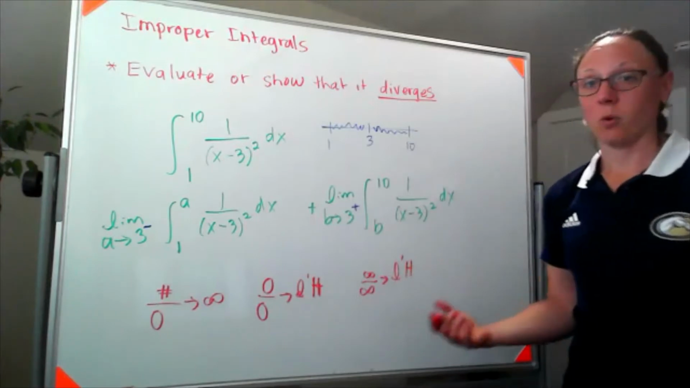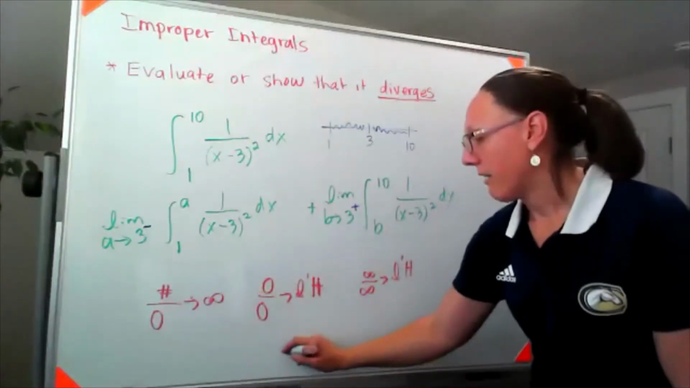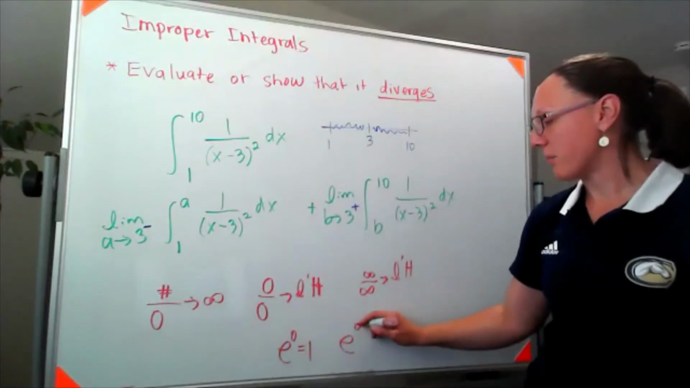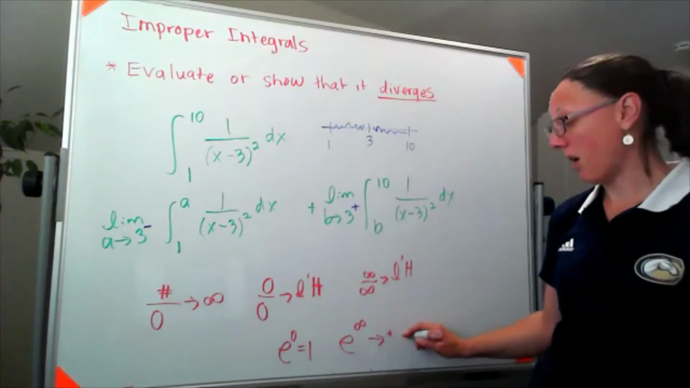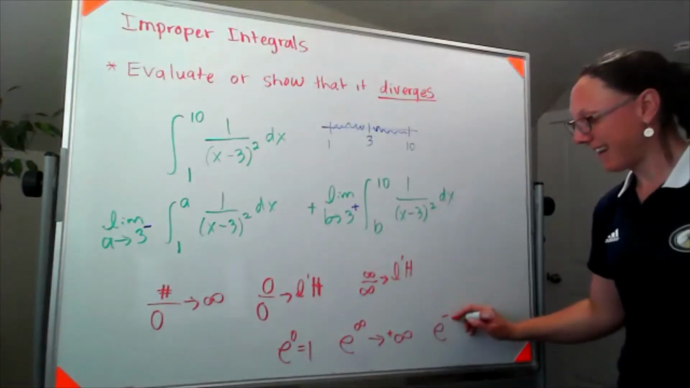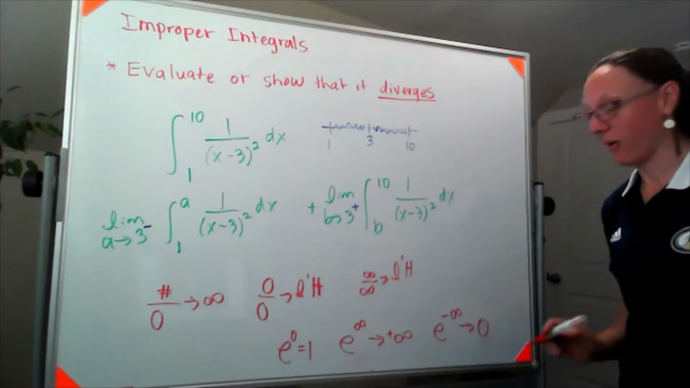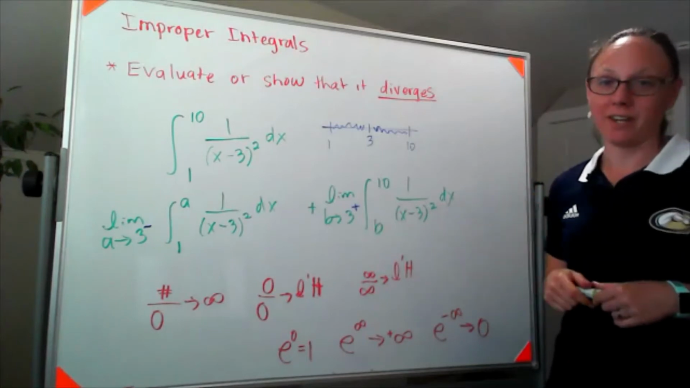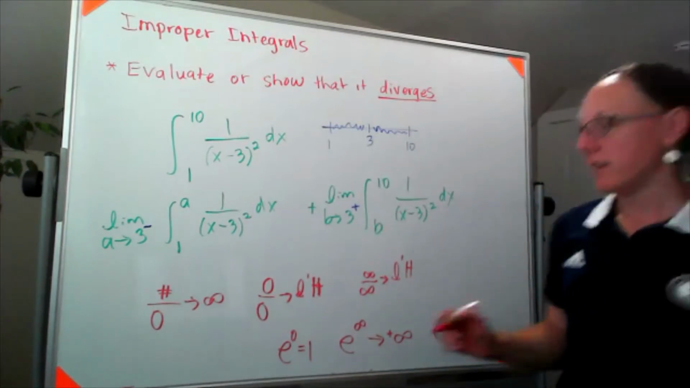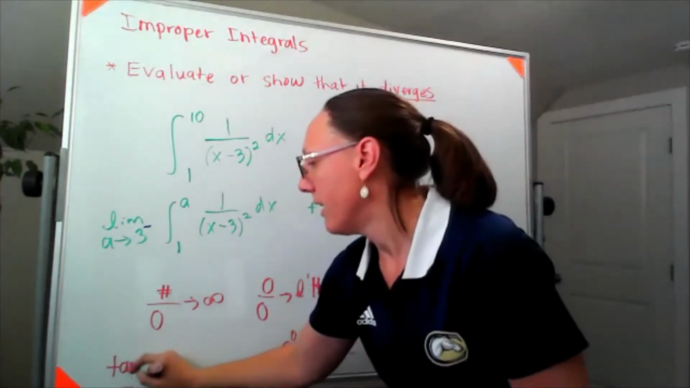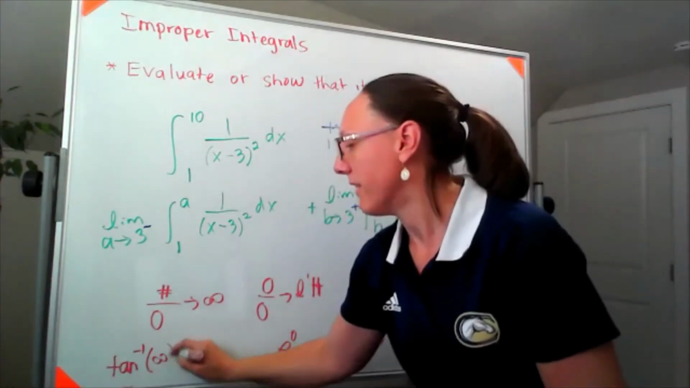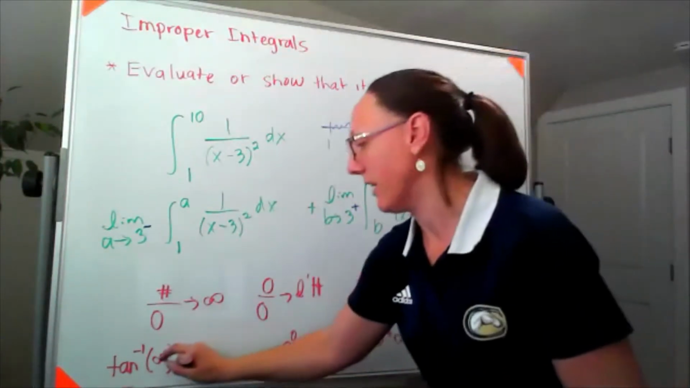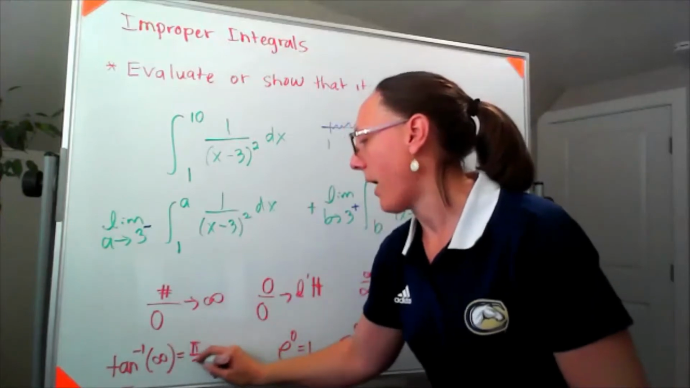Other common limits that show up here: if I have e to the 0, that's equal to 1. If I have e to the positive infinity, that is headed to positive infinity. And if I have e to the negative infinity, that is headed to 0. The one other limit that instructors like to make show up in here involves arctan. Just as a refresher, tan inverse of infinity is asking what's the angle where tangent is approaching infinity, and that angle is pi over 2.